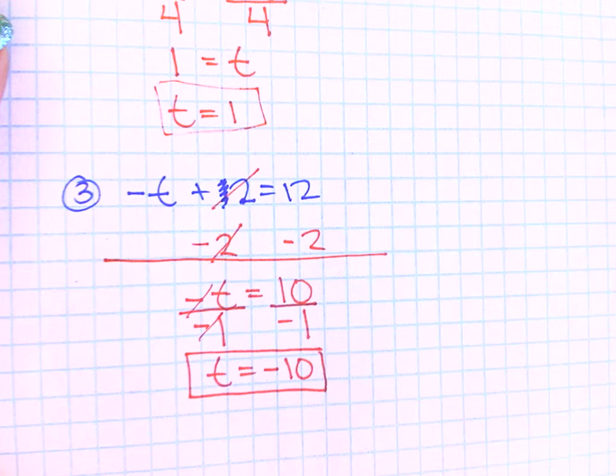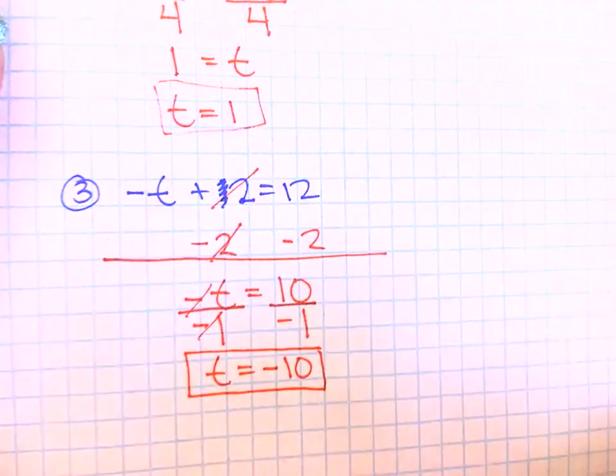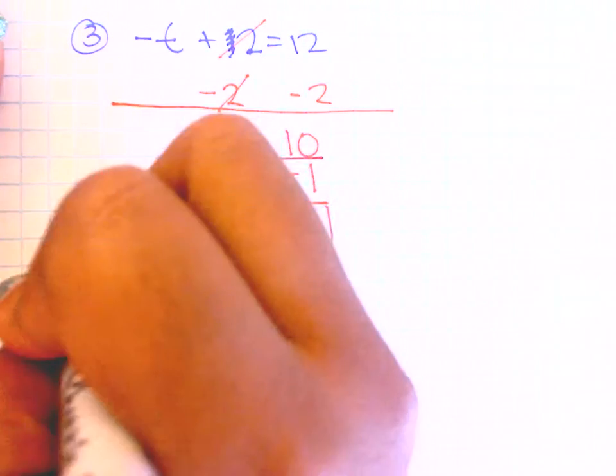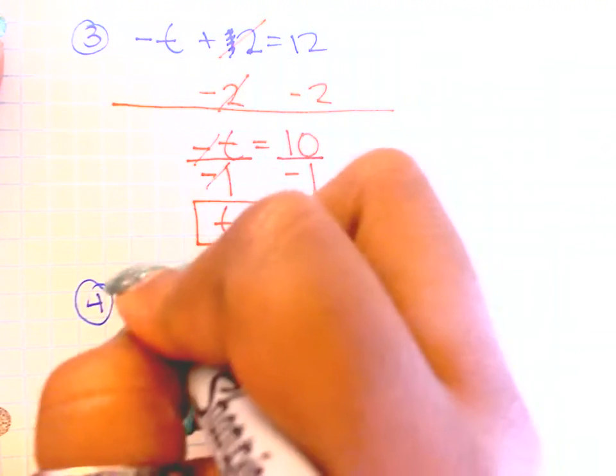So you have to remember, you can't leave it a negative variable. You have to divide by negative 1 to get rid of that negative sign, because our friend Mr. 1 likes to play invisible. Okay? Number 4. I'm going to give you plenty of examples so that you have no questions.